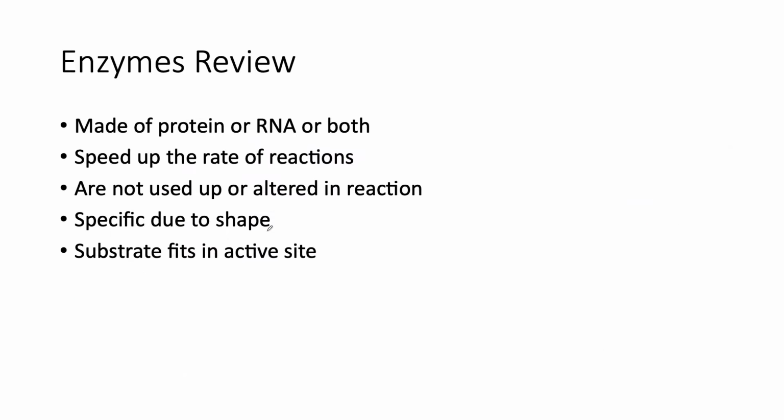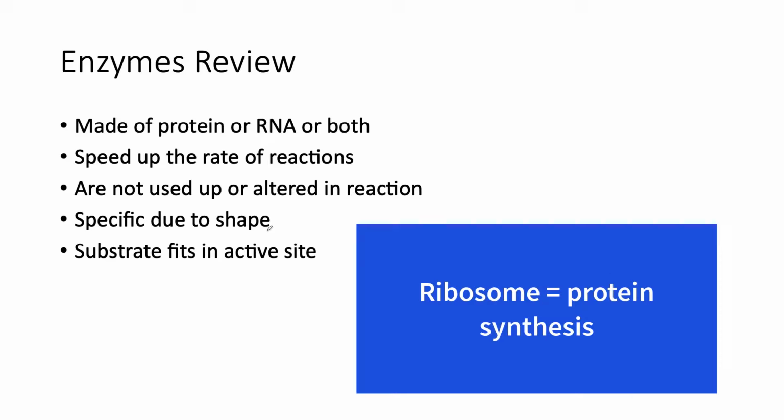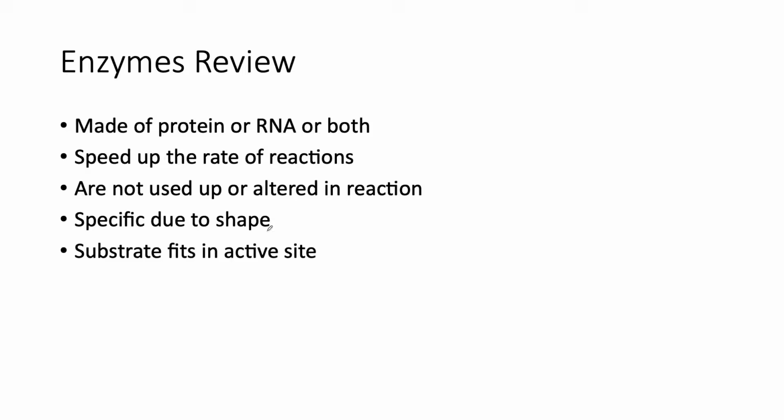Quick review. Enzymes are mostly made up of protein, sometimes RNA. For example, ribosomes are made up of RNA and proteins. They help to speed up the rate of reaction. Enzymes are not used up or altered in any way in a reaction and can be used again and again. And they are very specific due to shape. For example, an enzyme that catalyzes one reaction between a particular substrate would not be able to bind to some other substrate and do a different reaction.